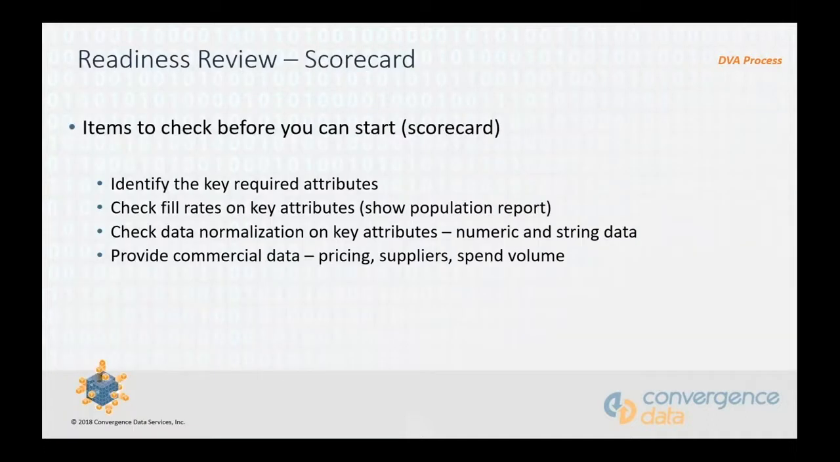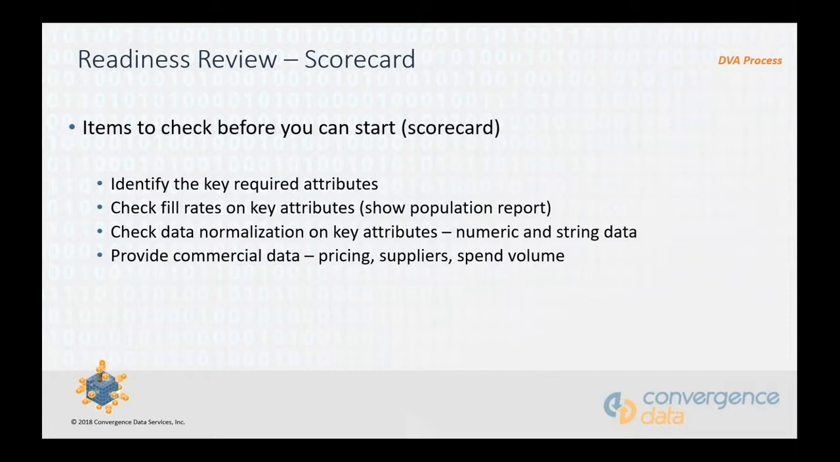So before you start, we recommend you do what we call a scorecard, which is you want to profile the commodity group before you start doing your DVA analysis. And that starts by identifying what are the key attributes for this particular commodity group. And once you've identified and all agree on what are the key attributes, you want to check the fill rates for the information that you've collected. And if they're not over 80%, you want to make sure that you've got good fill rates before you do your DVA analysis so you can get accurate results.